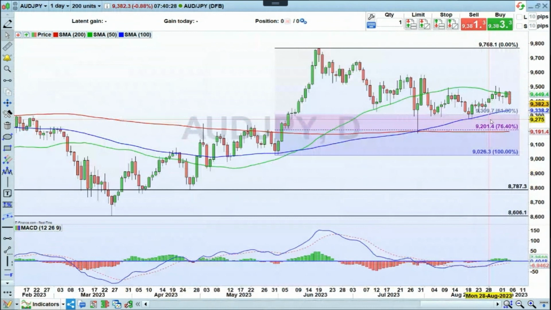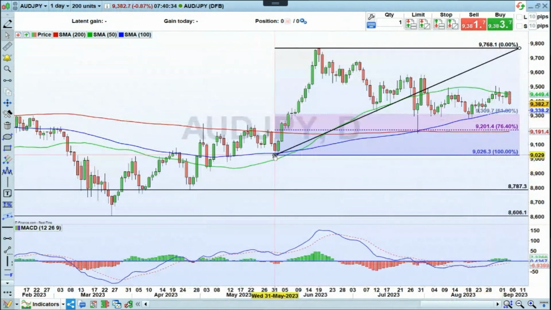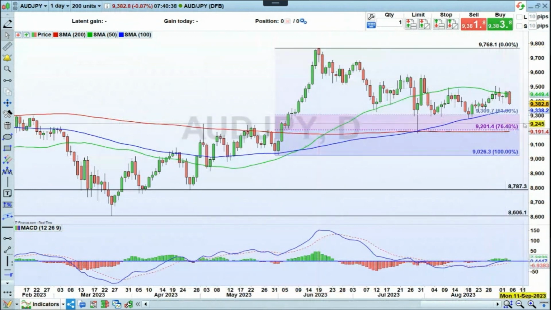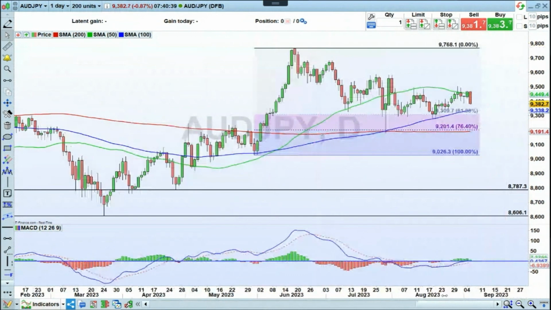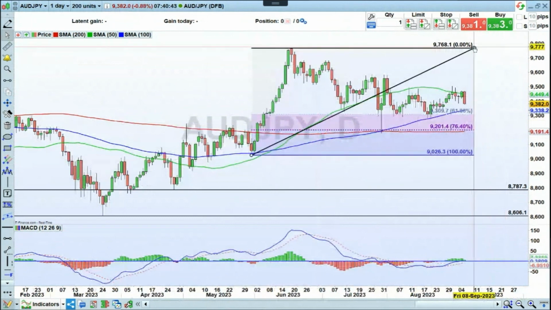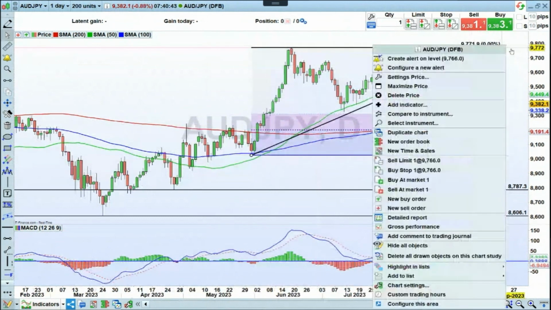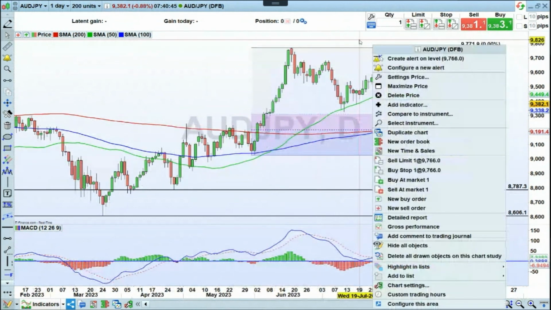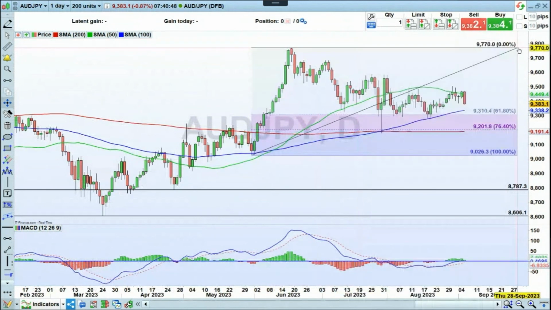tried to break and failed to break before from the Fib that started back on the 31st of May, the swing high we saw on the 19th of June. And this is an area of interest, I think almost certainly worth watching. Let me just pull this out to get you some more evidence as to where we are and some better levels or better graphics to work with.